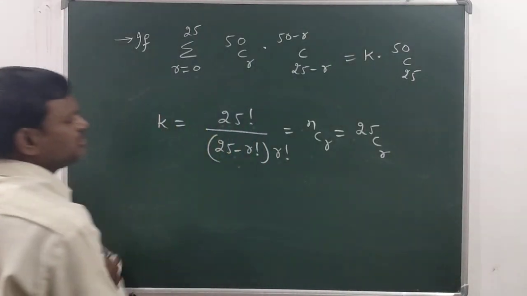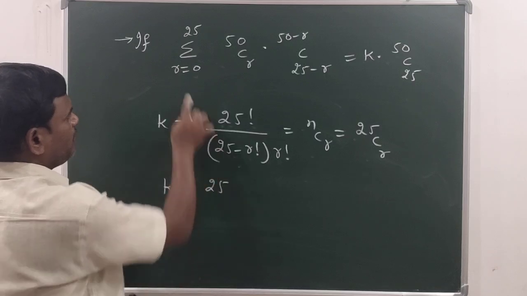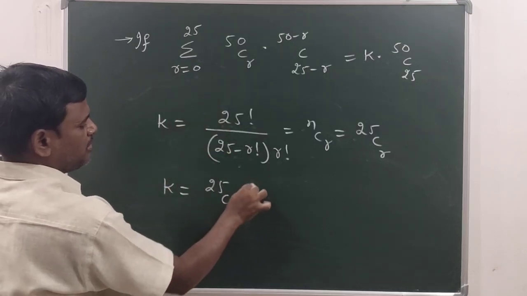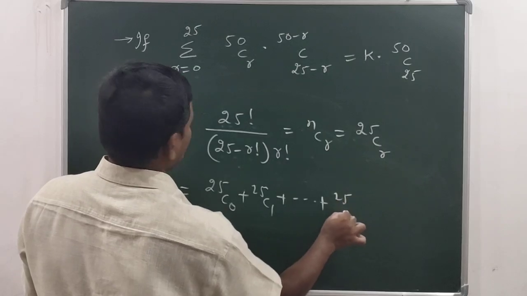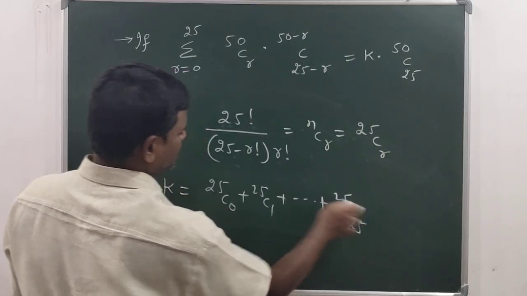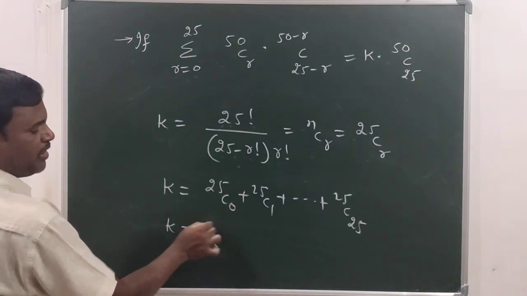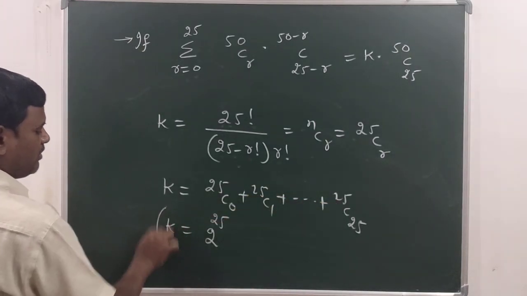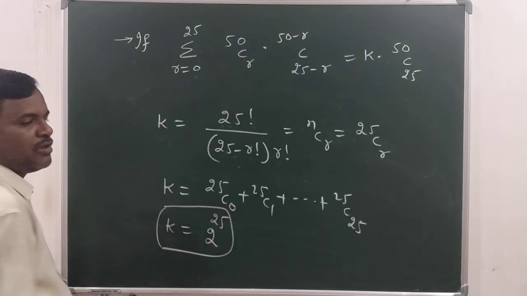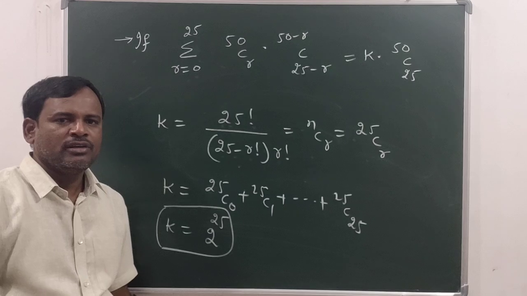0 to 25 means, if I write 0, 25C0. If I write 1, 25C1 and so on, 25C25 you will get, which is nothing but the sum of all the binomial coefficients, the 2 power n formula, with n value up to 25. So here, this is our required result. K is equal to 2 power 25.